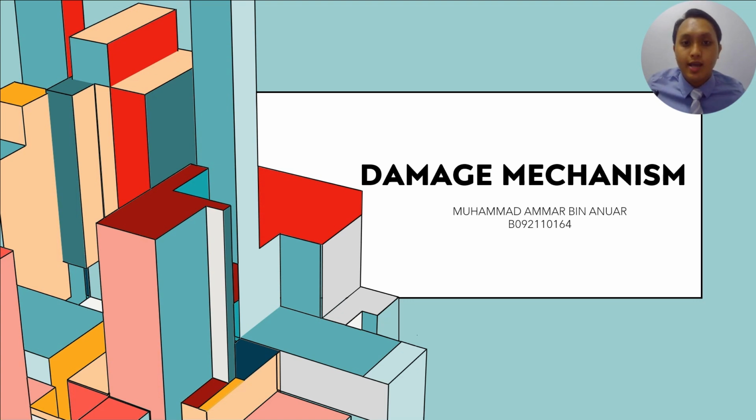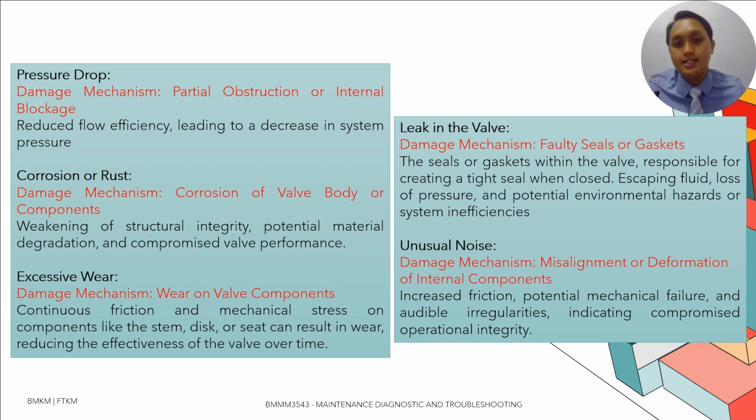So how will it damage the shut-off valve operations? The first symptom's damage mechanism is unusual noise, maybe misalignment or deformation of internal components. When there is unusual noise, we know the equipment is not in good condition and the efficiency will drop. Leak in the valve, damage mechanism: faulty seals or gaskets. This seal is responsible for creating a tight seal when closed. The effects are escaping fluid, loss of pressure, and potential environmental hazard or system inefficiencies.